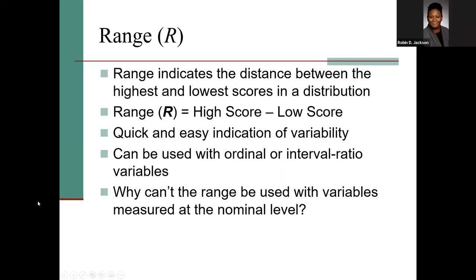Okay, welcome to part two. So this is where I'm going to start with range. I will definitely talk about range and interquartile range, and then most likely start part three with standard deviation.